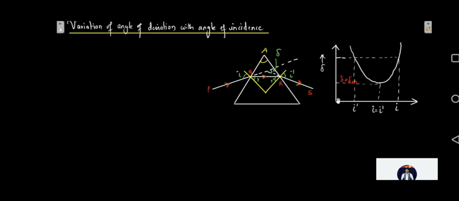So if you see this figure, as the angle of incidence increases, your angle of deviation is going on dropping. As we go on increasing the angle of incidence I, the angle of deviation is going on decreasing at first. At some value of angle of incidence, the deviation is going to become minimum. That is called the minimum deviation, so that angle will be called the minimum deviation.